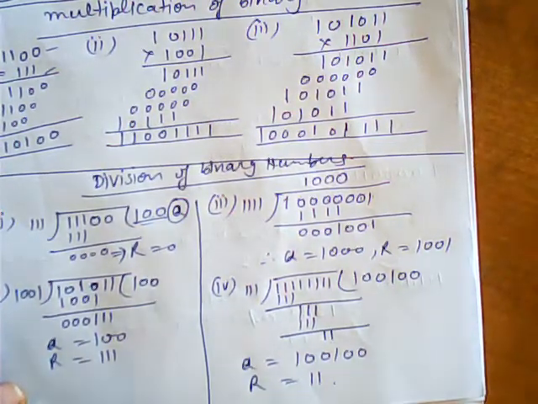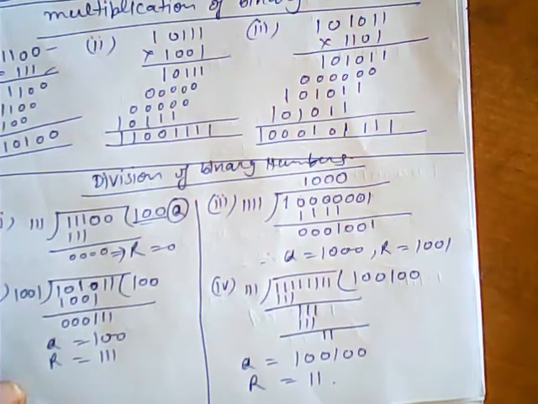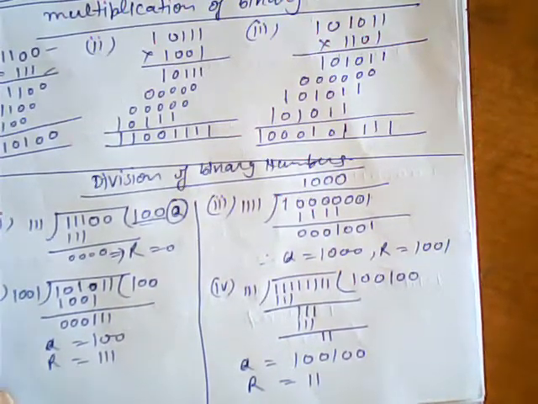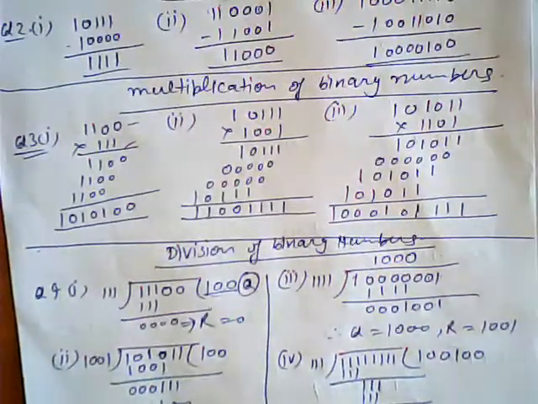So these are applications of binary numbers. You can do addition, subtraction, multiplication and division with binary numbers like that.